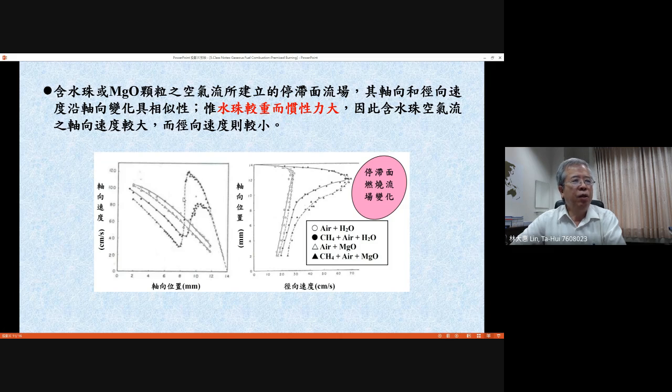By comparing these two velocity distributions, you can figure out when you do the measurements using different kinds of seeding particles, if the seeding particle is too large, those kinds of behaviors cannot be used to represent that of the gaseous medium. But the solid triangles represented by the magnesium oxide are good enough to represent the actual velocity variations for a given premixed flame in a stagnation point flow.